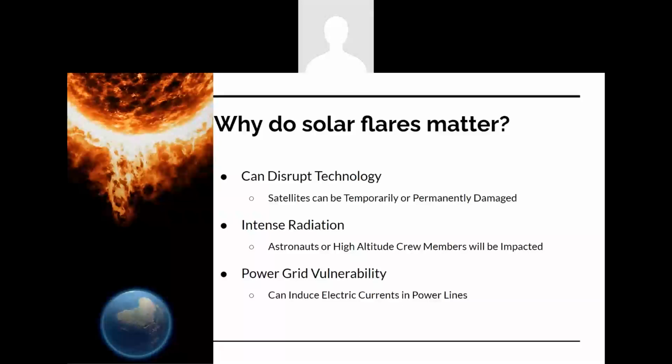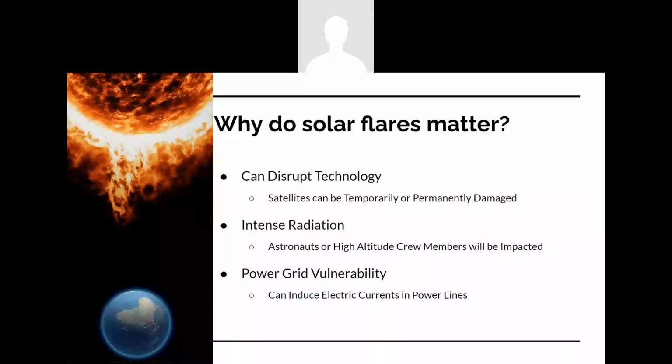The solar flares can also cause intense radiation. So although Earth's atmosphere protects us from most of its radiation, astronauts in space or even passengers and crew members on high altitude flights can be at risk of increased radiation exposure during the intense solar flare events. So knowing when these events happen can lead to a safer flight or safer astronauts.